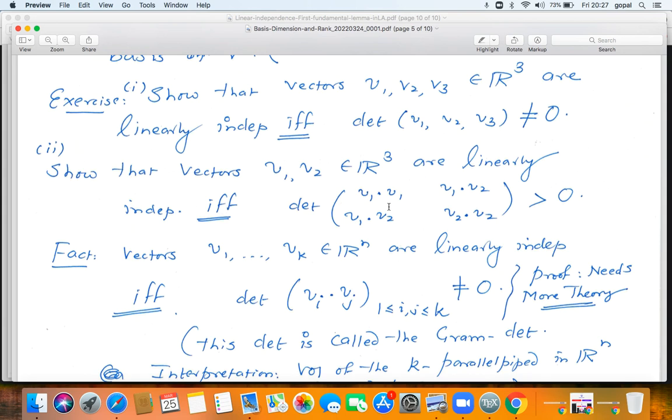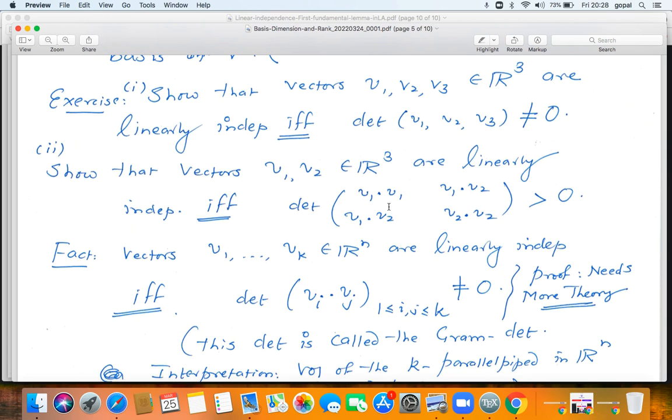What about two vectors in R3? Suppose I take two vectors in R3. When are they linearly dependent? If two vectors are linearly dependent, that means that one of the vectors is a multiple of the other. The two vectors are collinear. So can you use the cross product? If two vectors are collinear, the cross product must be zero, no? So the magnitude of the cross product must be zero. So I have given you a hint. So please do the exercise.